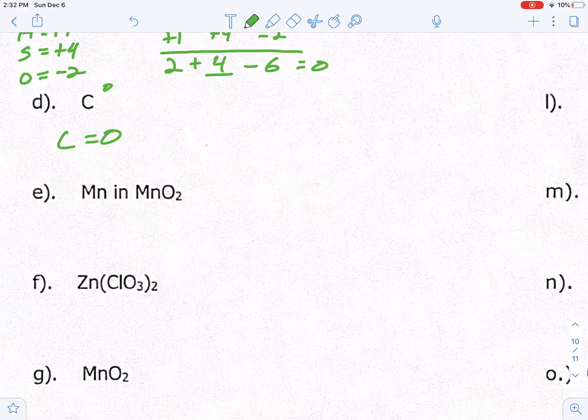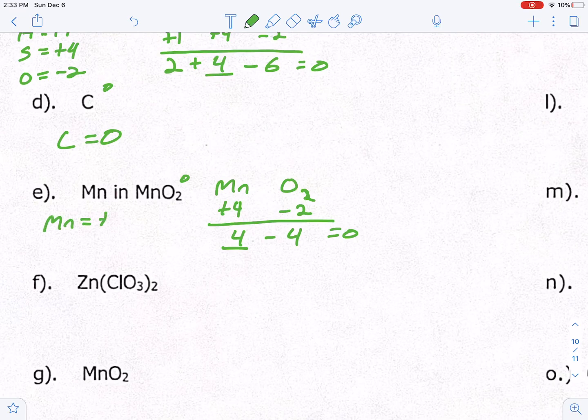Okay, same thing. I'm going to give myself some room. There's no charge here, so I'm going to set it equal to 0. Start with oxygen. Oxygen has a charge of -2. So 2 times -2 gives me -4. So I need to know what plus -4 gives me 0. That is going to be 4. And since there's only 1 manganese, that would have to have the same charge of 4. So manganese has a charge of +4.